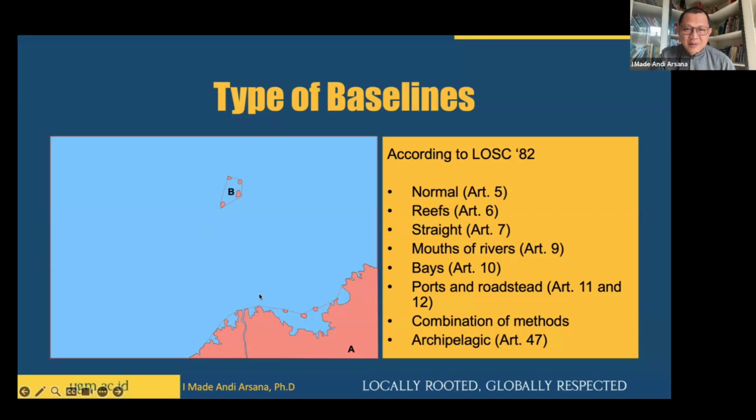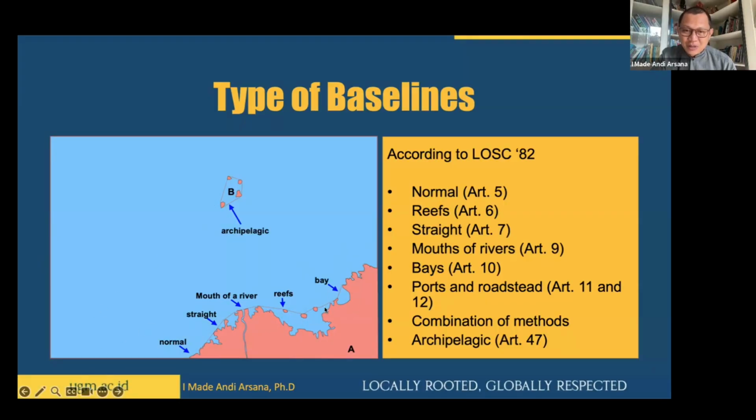So those different types of baselines, we call it first normal baseline. So normal baseline is basically this one. So when the line is following the shape of the coast, it's called normal. Reef, Article number 6, this is actually connecting the reefs. Terumbu. Straight baseline, like this one. So basically connecting the outermost point, forming a straight line. So this is called straight baselines.